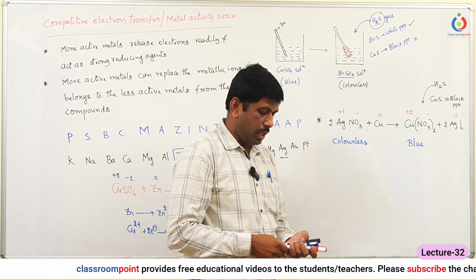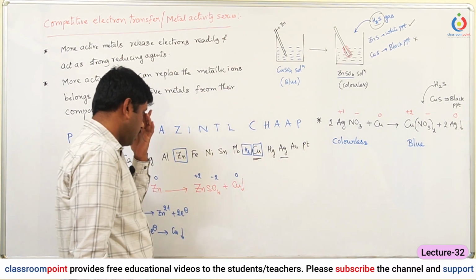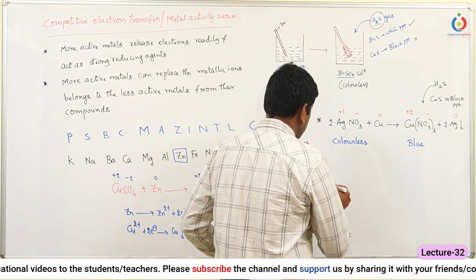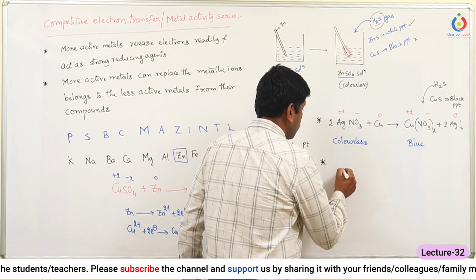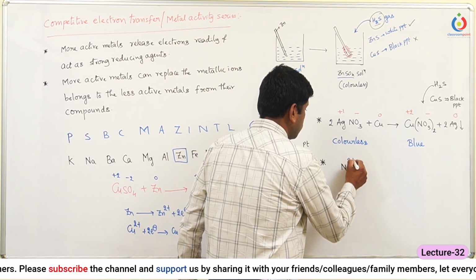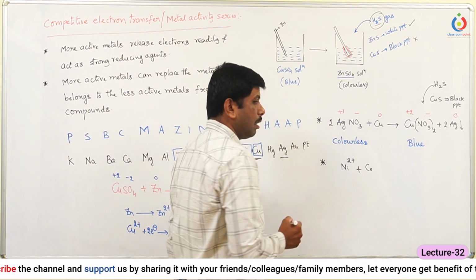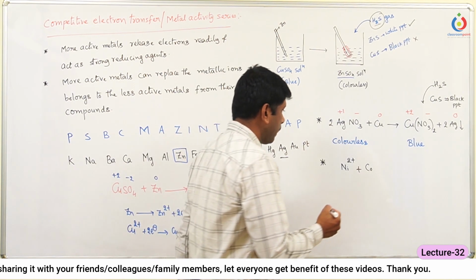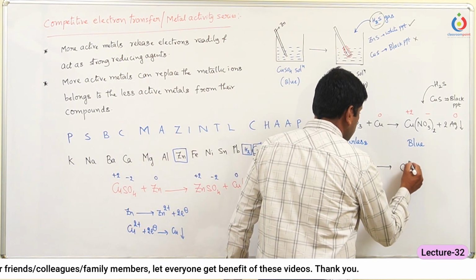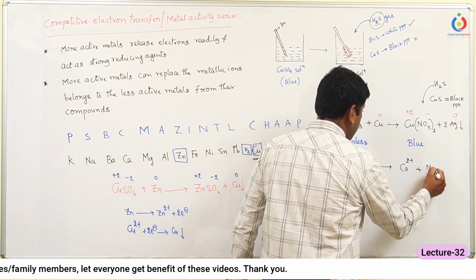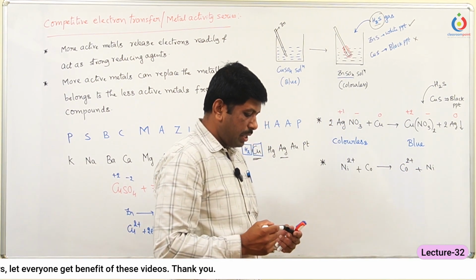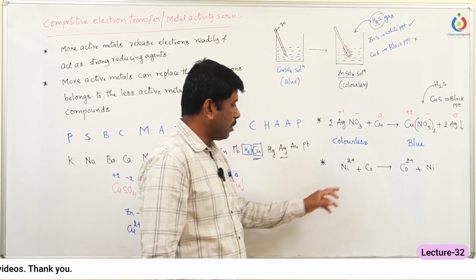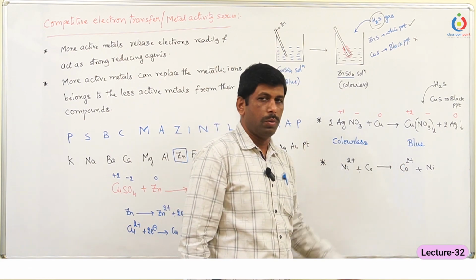Now let us take another equation which is not mentioned here, only nickel is mentioned. Let us take the cobalt and nickel combination, in which the Ni2+ ion, means nickel compound, reacts with the cobalt, giving Co2+ and nickel. An interesting thing in this reaction is, at equilibrium, we can identify the presence of both the Ni2+ and Co2+ ions.